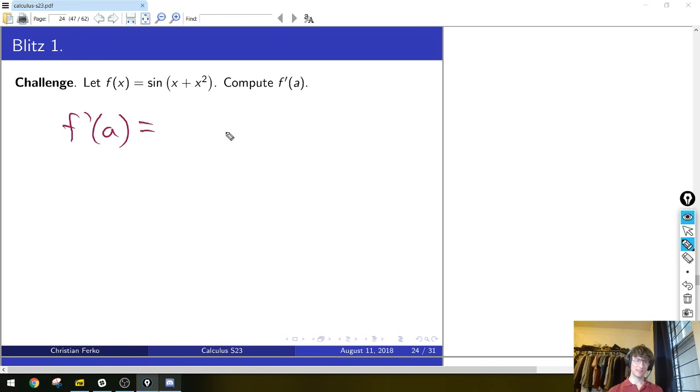Oh boy. Let's see, this is going to be... Suddenly struggling. Okay. So the outside function is sine, right? So start with that. Oh, wait. Okay. I totally skipped over the sine. So this is going to be cosine of x plus x squared? Yeah, so we're plugging in x equals a. So cosine of a plus a squared is the first part, and now multiply by what?